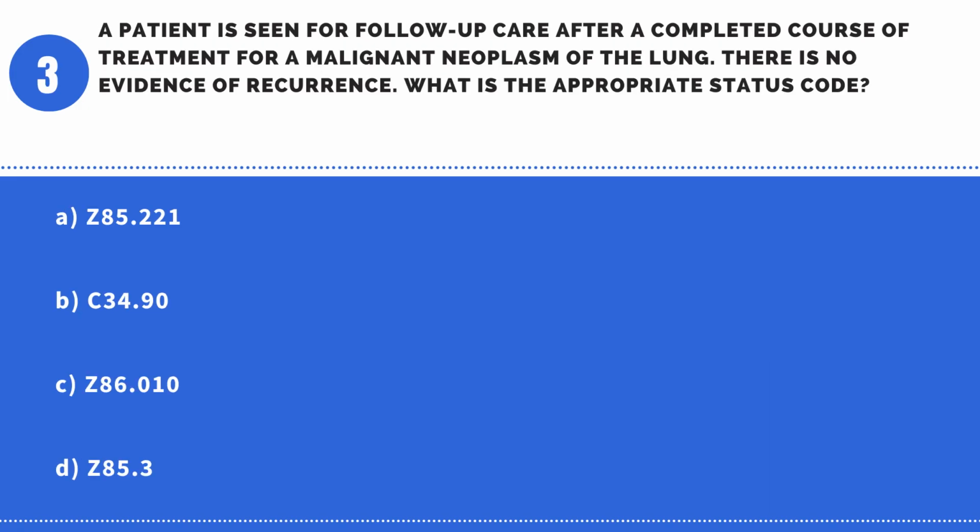Question 3. A patient is seen for follow-up care after a completed course of treatment for a malignant neoplasm of the lung. There is no evidence of recurrence. What is the appropriate status code? A. Z85.221. B. C34.90. C. Z86.010. D. Z85.3.